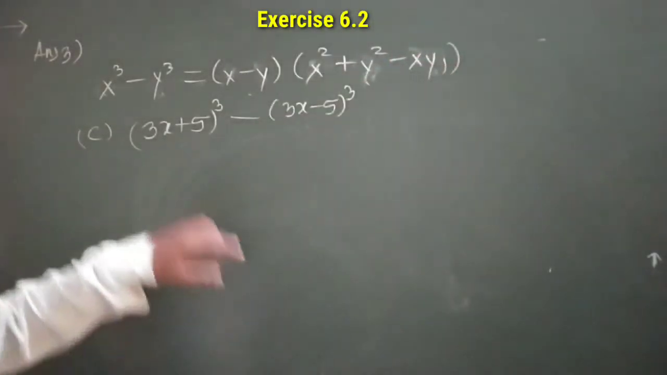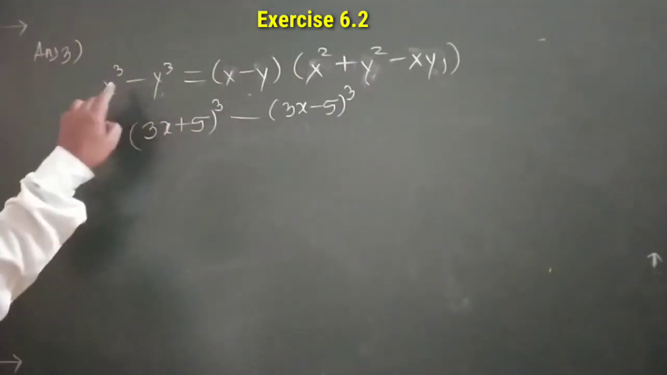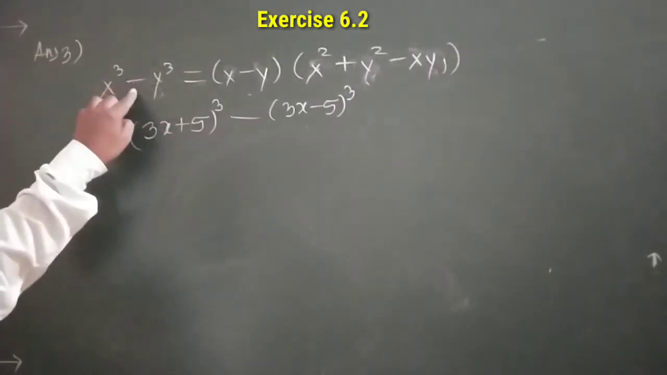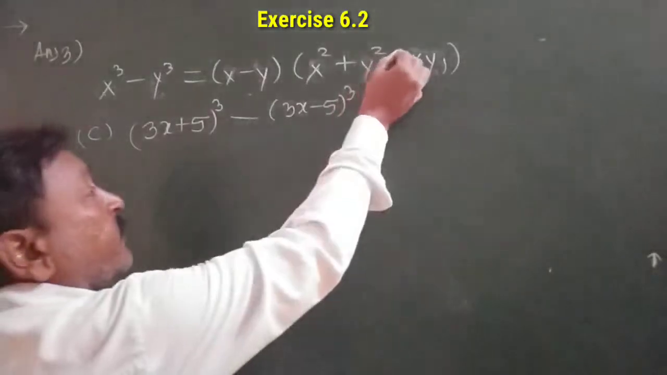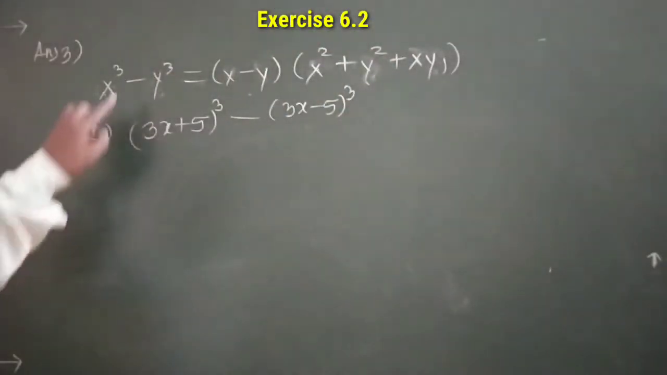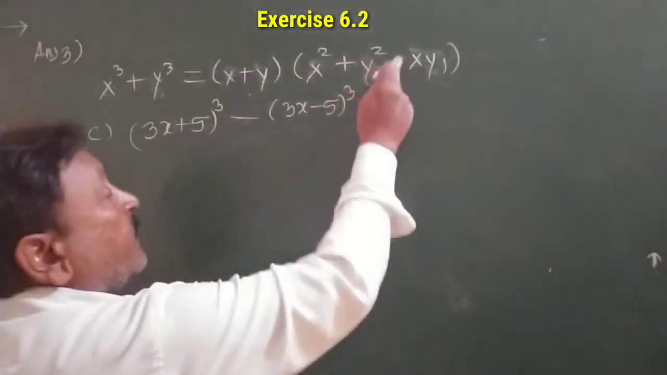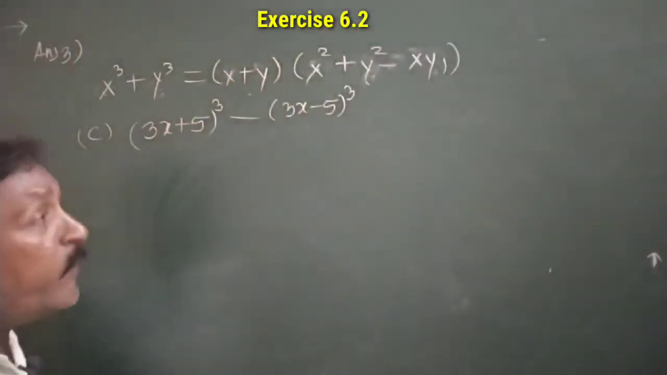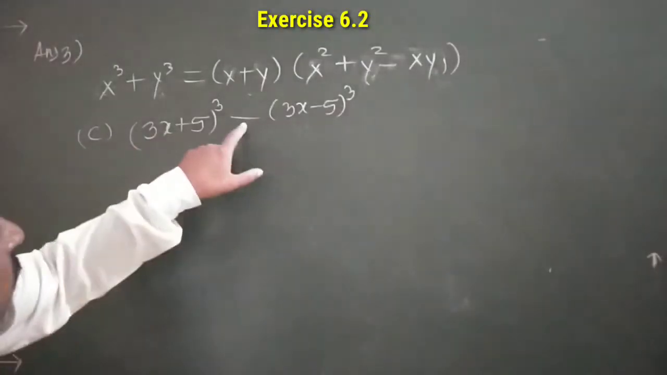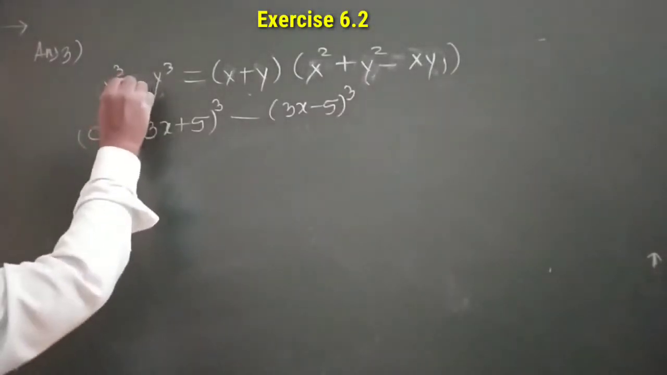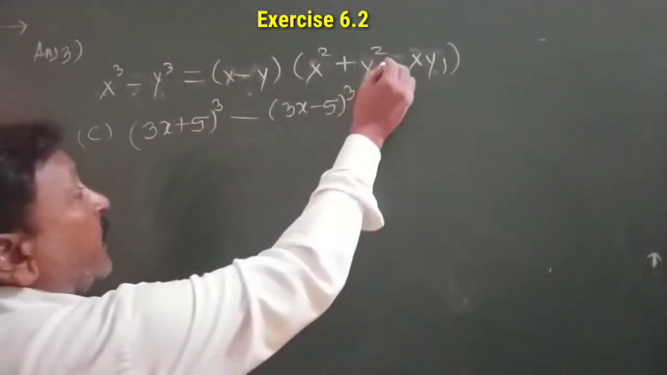One more thing: this formula has two forms, x cube minus y cube and x cube plus y cube. If it is written minus here, then here is minus and here is plus. And suppose if here is plus, then here will be plus and at this place it will be minus. Okay, you can see this formula in the book. In this question, both have the minus sign, so we will use the formula having the minus sign. So minus will be here, minus here, and here will be plus.